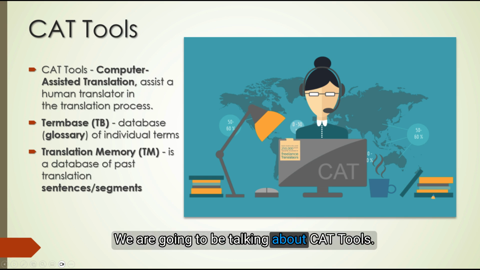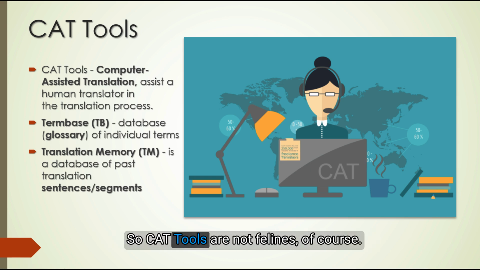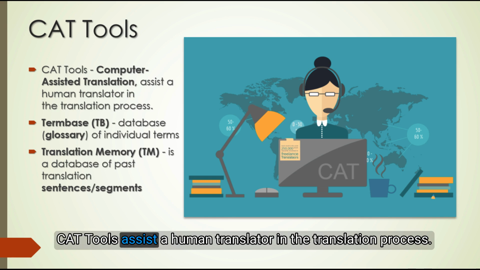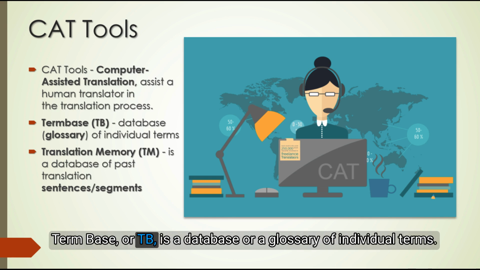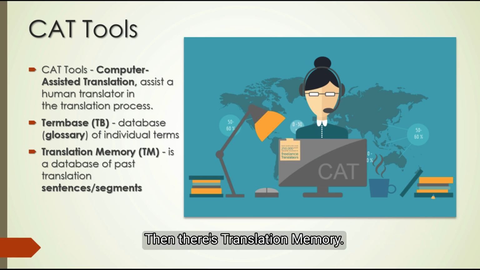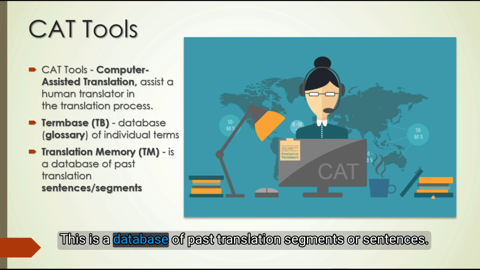We are going to be talking about CAT tools. So CAT tools are not felines, of course. This is computer-assisted translation. CAT tools assist a human translator in the translation process. Term base, or TB, is a database or a glossary of individual terms. Then there's translation memory. This is a database of past translation segments or sentences.